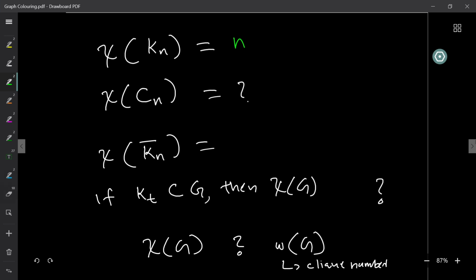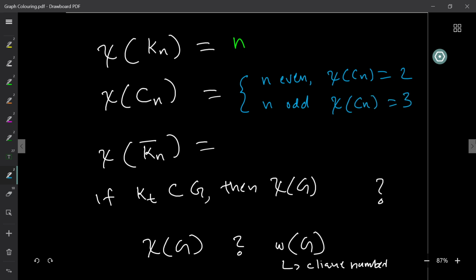What about if the graph is a cycle on n vertices? 2 if n is even, 3 if n is odd. Yes. This is again something we already saw, right?